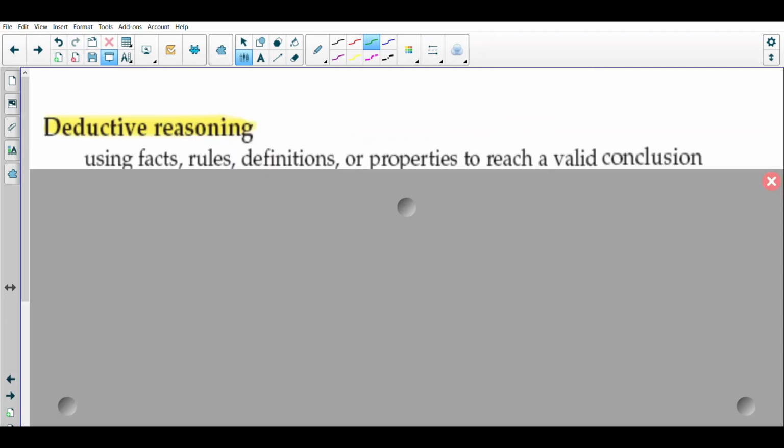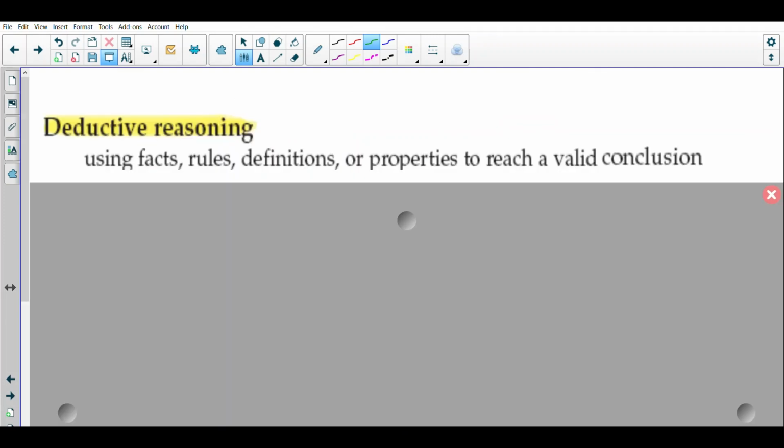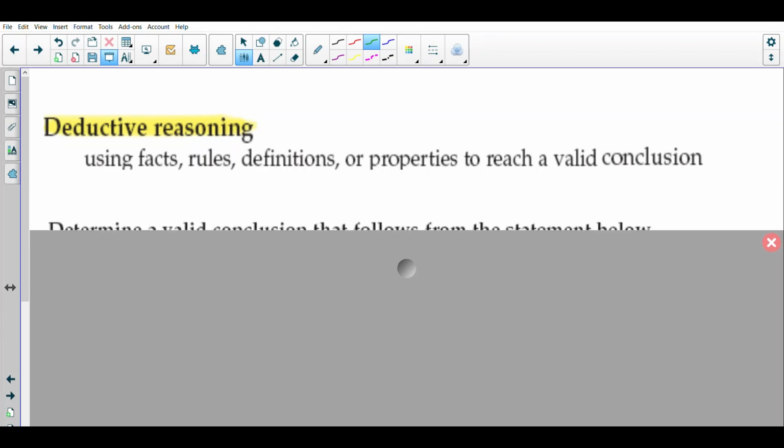Now, deductive reasoning. This is where people struggle. Deductive reasoning is using facts, rules, definitions, or properties to reach a valid conclusion. That's kind of what we've already been doing. We've just been looking at the conditional statement. So, think of an apple. If I drop an apple, it will fall. That's based on the fact or the rule of gravity. So that's using deductive reasoning. I'm planning it out based on a rule.